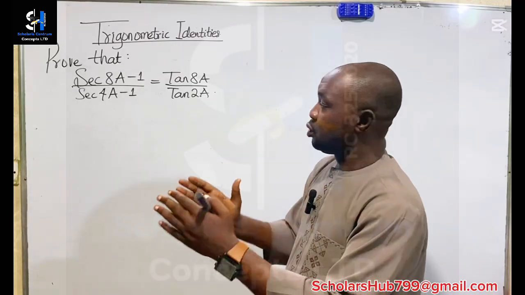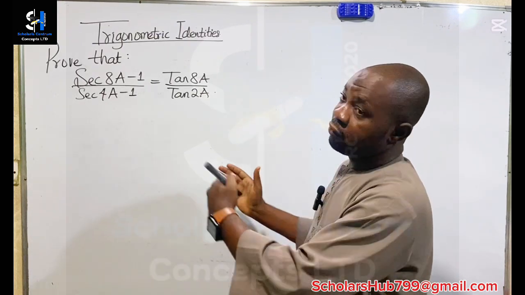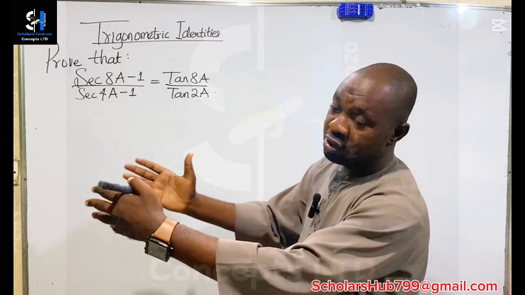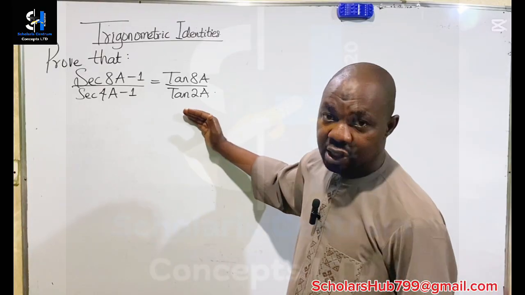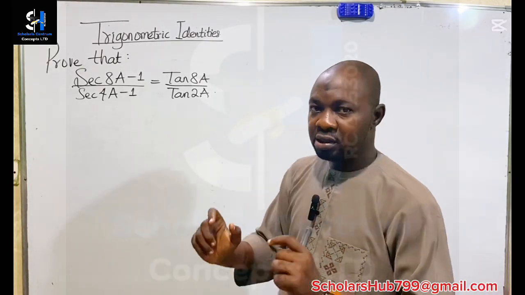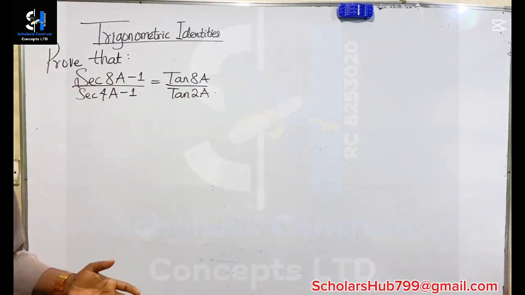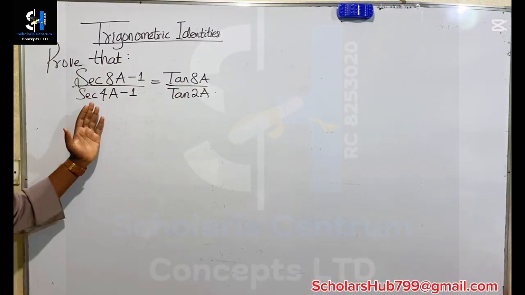the left hand side is equivalent to the right hand side. So we can start from the left hand side. We can use the left hand side to prove the right hand side, or use the right hand side to prove the left hand side. It depends on the way the question is given. All right, but let's look at it this way.